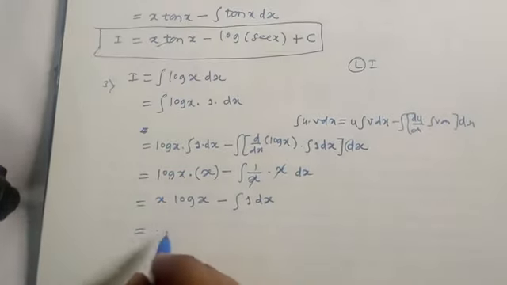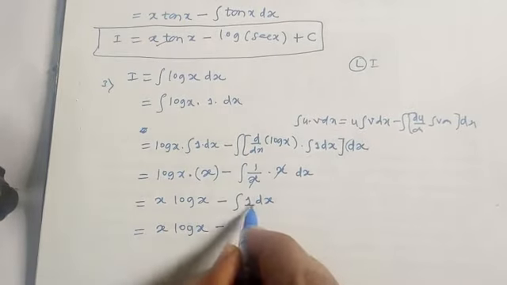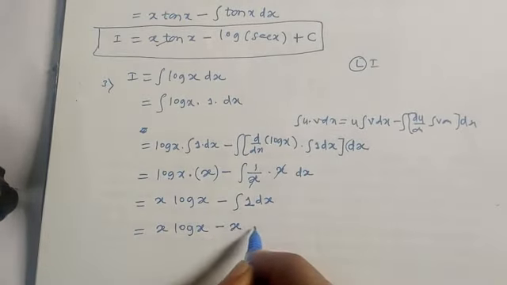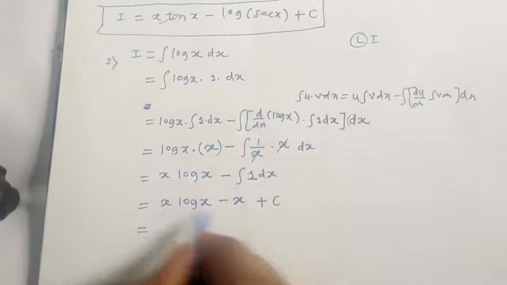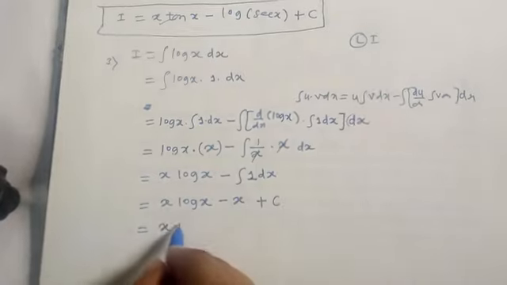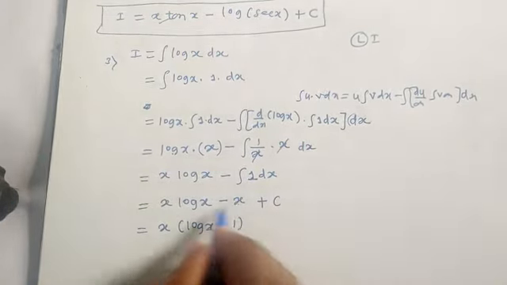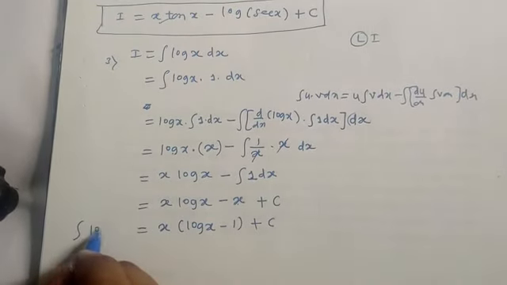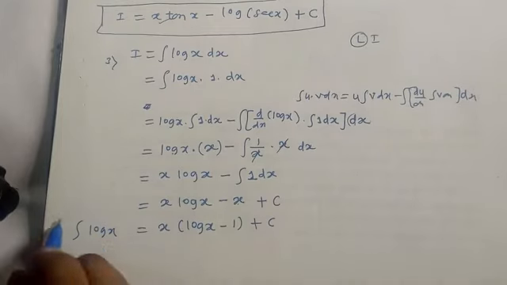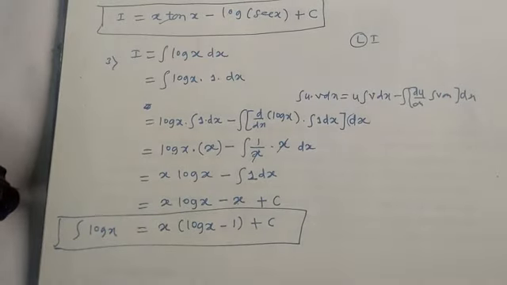Log x into x, that is x log x, minus, here x gets cancelled, so only the integration of 1 dx remains, and that is equal to x log x minus the integration of 1 dx, which is again x, and then plus the constant of integration c. You can take x as a common factor also, so x into (log x minus 1), plus constant c. So this is the integration of log x. The integration of log x is x into (log x minus 1) plus constant c.